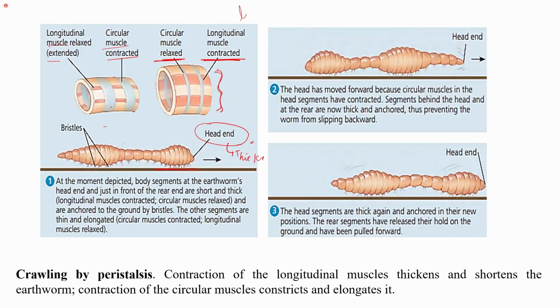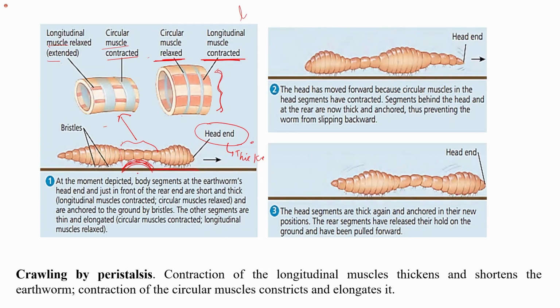So you can see that in the middle portion, which is thin, in that area, longitudinal muscles are relaxed while the circular muscles are contracted. And it is away from the surface. You can see here, right? It is away from the surface.